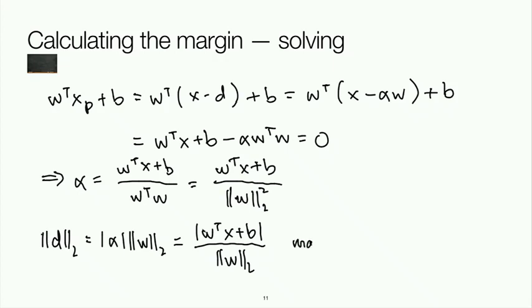Which means that my margin is just the minimum over all my data points, all my xi's, of W transpose xi plus b divided by the 2 norm of W. That's my expression for the margin. We're definitely not done yet, but here is one of our intermediate steps that's going to be useful for formulating our final optimization problem.